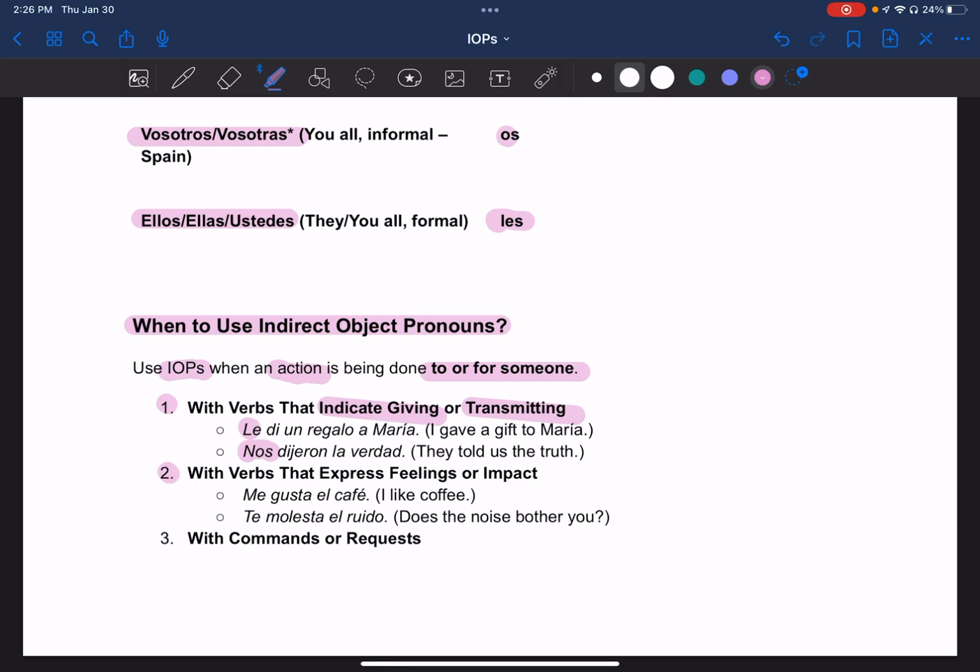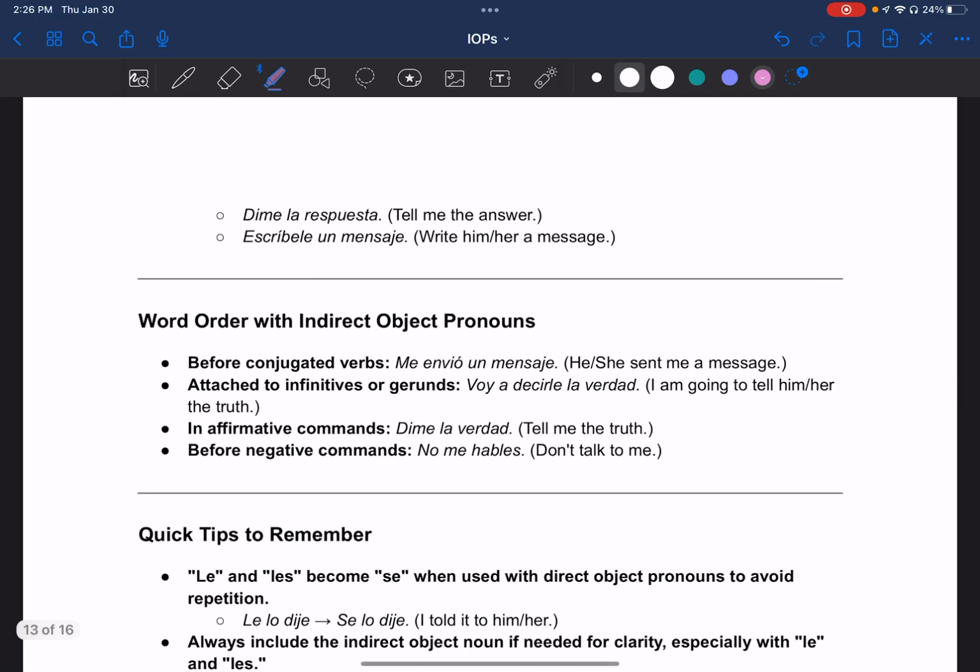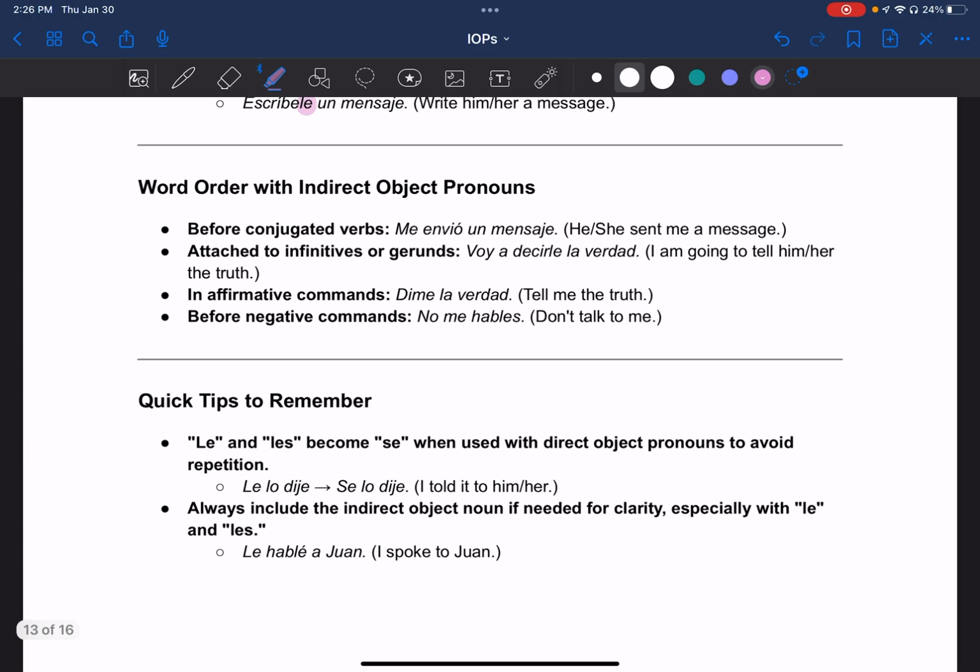The next example are with verbs that express feelings or impact. Me gusta el café. ¿Te molesta el ruido? We can also use it with commands or request. Dime la respuesta. Escríbele un mensaje. So those are with the commands or request.